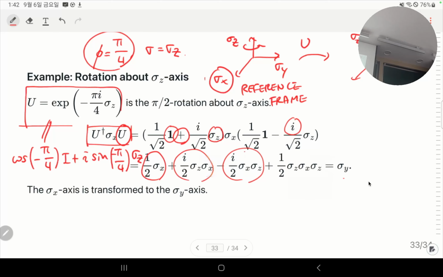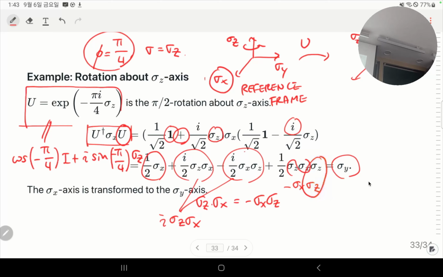You have to do some more calculation to include this one, but sigma z sigma x is minus sigma x sigma z. So you can combine these two to get I sigma z sigma x, right? And how about this? Let's interchange this to say minus sigma x sigma z. But then you can combine these two to get I. So what you get is 1 over 2 sigma x, plus I sigma z sigma x, minus 1 over 2 sigma x. And this cancels out. And what is this? That's sigma y. So you actually rotated your sigma x to sigma y.